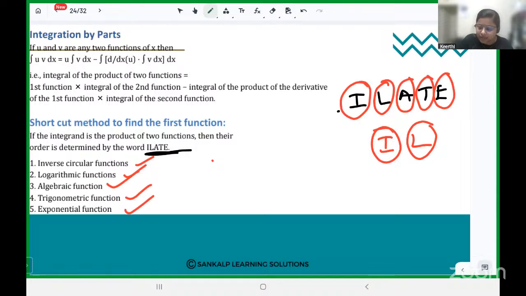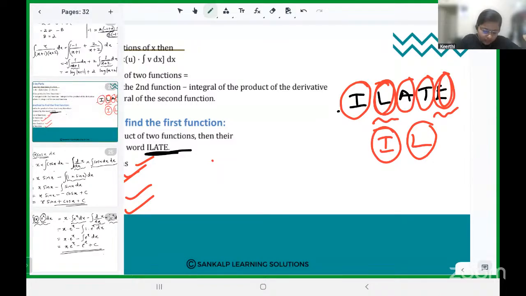If you are given an exponential function and a logarithmic function, which will we choose as the first function? You choose the logarithmic function as the first function and the exponential function as the second function. Here I have written some examples.